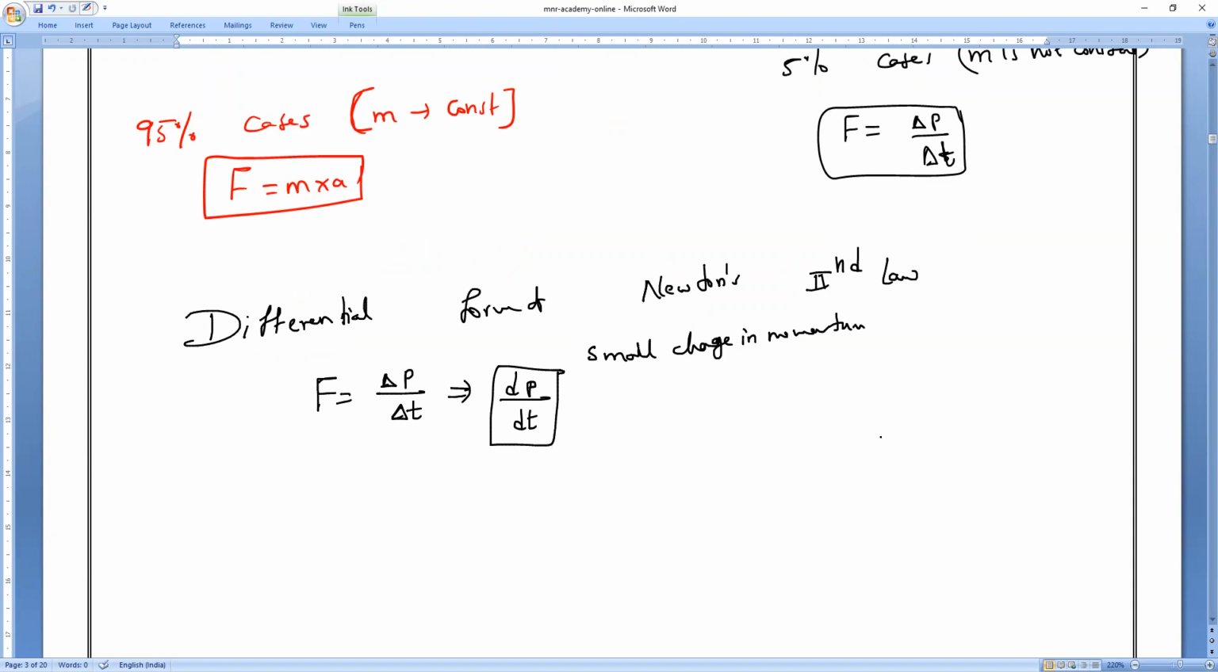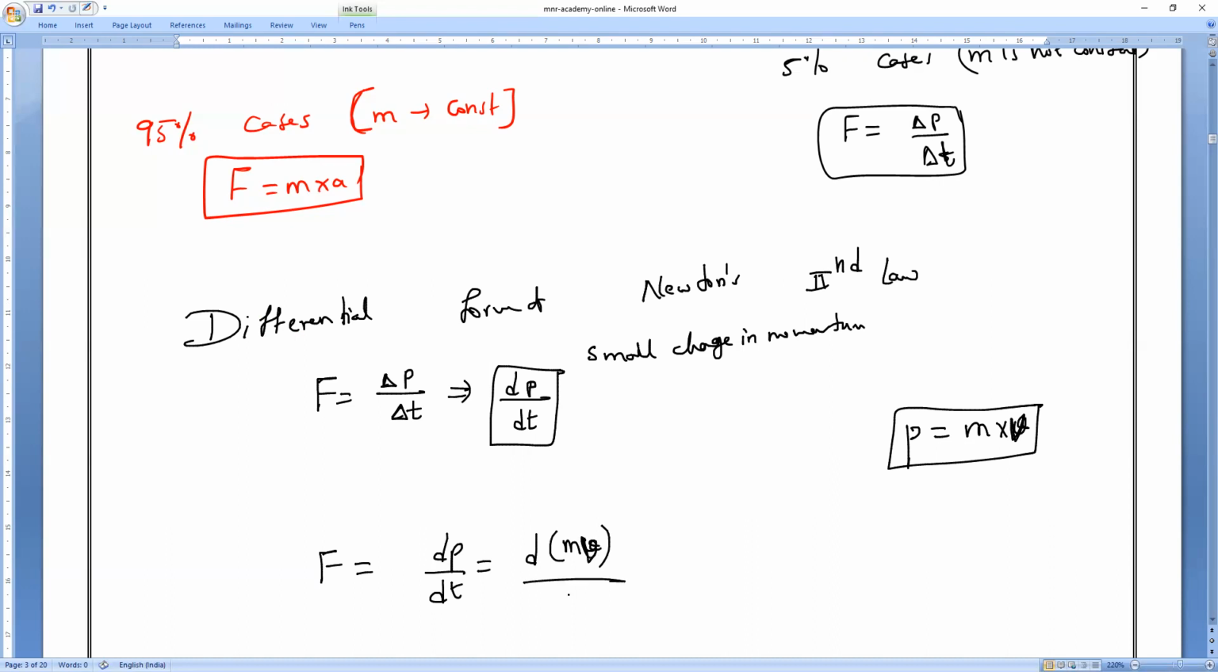All of you, please respond. Now, we all know that p is equal to mass into velocity. So F is equal to dp by dt, which is equal to d of m into v divided by dt. Am I right? So now the UV formula, tell me the differentiation of uv. What is the formula? u into dv by dt plus v into du by dt. Am I right or wrong?